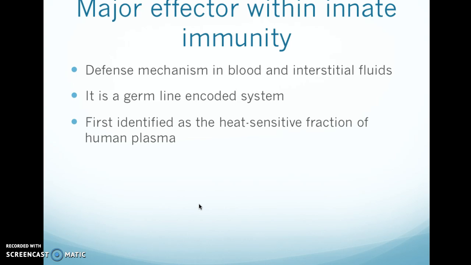It is a germline encoded system, which is the genetic material passed down in our body, consisting of more than 50 circulating and membrane-bound proteins. Complement was first identified as the heat-sensitive fraction of human plasma that complemented antibodies in their ability to kill bacteria. So that's where they get the name complement.